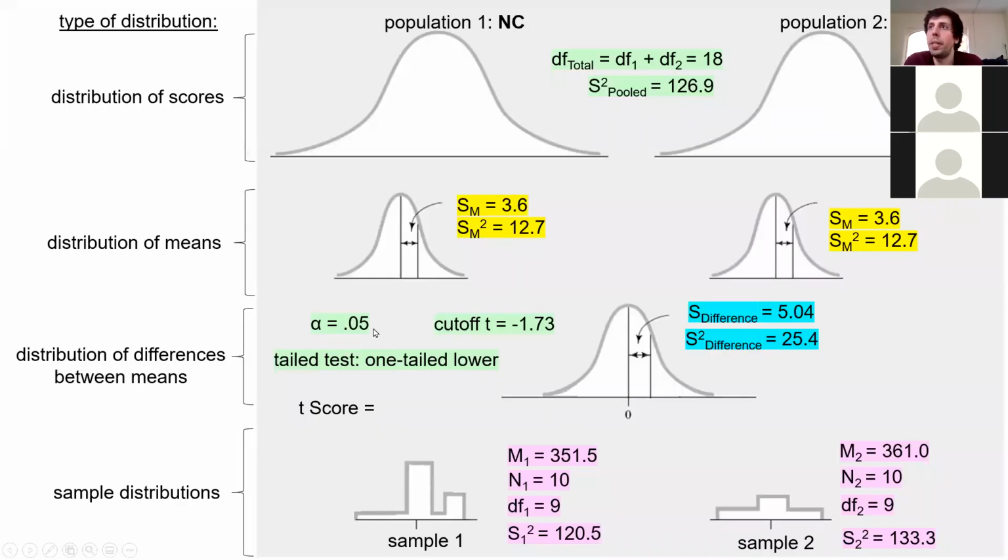So finally, we can include some further information in our big table, which is the alpha value, the type of tail test, and that cutoff t-score, which we learn either from the Shiny app or from a physical t-table. And then you can see the last thing that hasn't been filled in yet is the t-score.